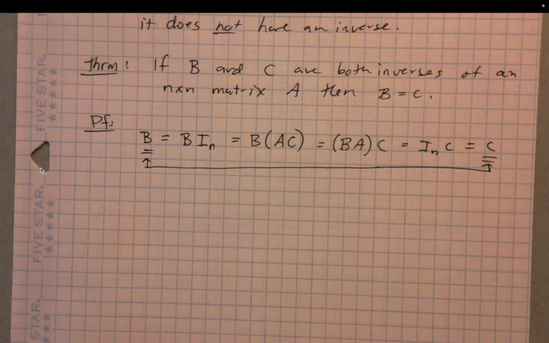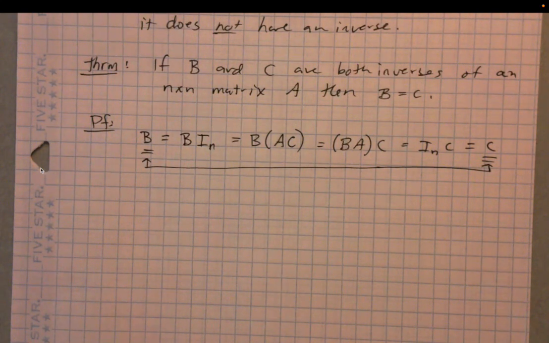And so you can see that indeed these must be the same. This is the kind of proof you like: start with one thing and derive directly the other. So perfect, exactly what we wanted to see. So B equals C if they're both inverses of a matrix A.